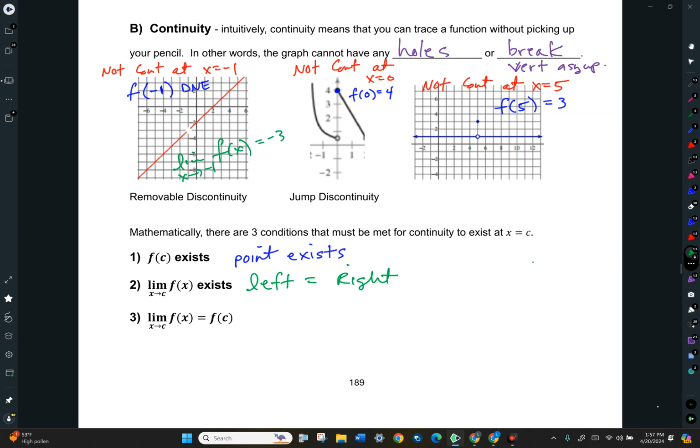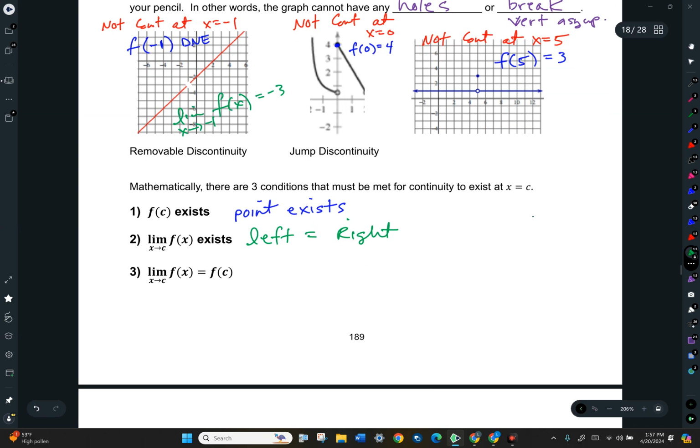The reason that one wasn't continuous was because f of -1 doesn't exist. Okay, look at the second graph. All right, there it is. The reason this one's not continuous is because the limit as x approaches 0 doesn't exist. The limit as x approaches 0 of this function doesn't exist. That's why the second one's not continuous.